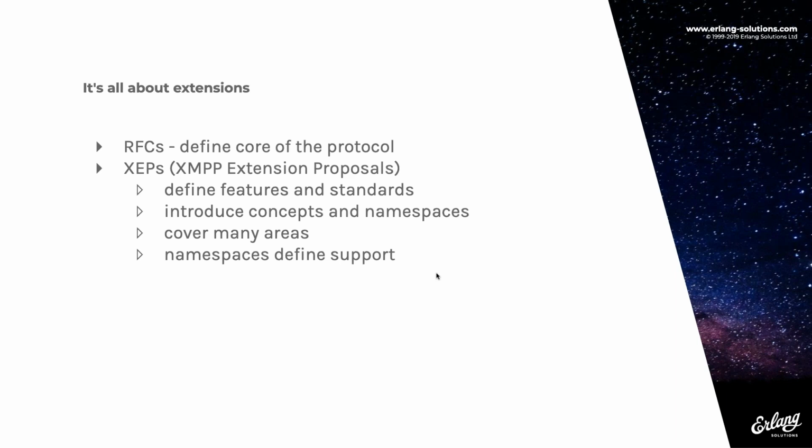So most XEPs introduce some new concept, and along with it goes a namespace. So you have a one-to-one mapping between features of the XMPP protocol and namespaces. If you want to ask an application, a server for instance, what do you support, what can you do, you don't ask this question. You ask, what namespaces do you know? And the server is going to send you back a list of namespaces, and then you know. It's as simple as this.